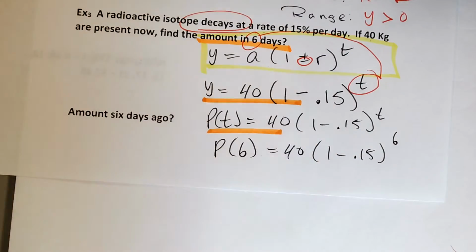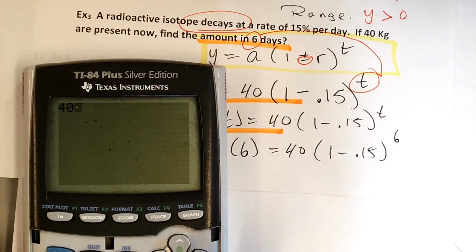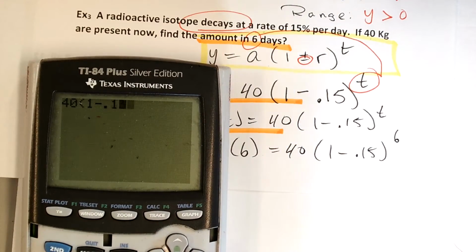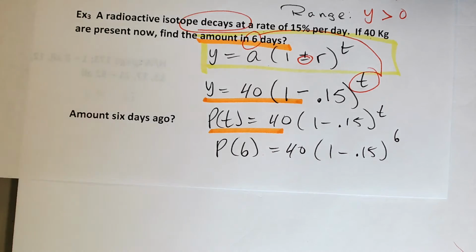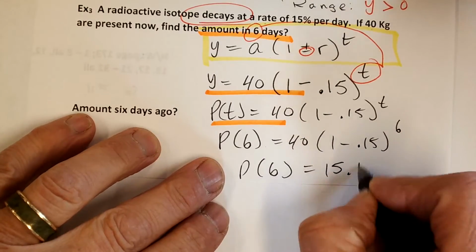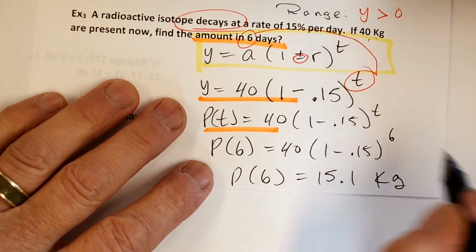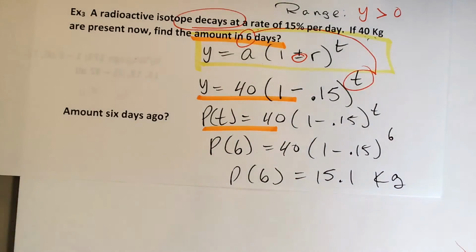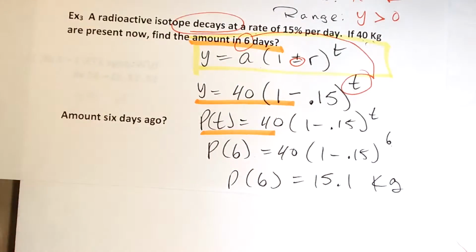So I'm just going to use my calculator, all right? I can do that clear. I'm going to go simply 40 times parentheses 1 minus 0.15 to the power of 6, right? And then my answer should be about 15.08. We'll say 15.1, okay? That's the amount of this radioactive isotope. So my answer is P of 6 is equal to about 15.1. I think that's in terms of grams. Yes, kilograms. That's in terms of kilograms, okay? Okay, not too bad. I just plugged in the 6, I used my calculator, I got my answer, okay?